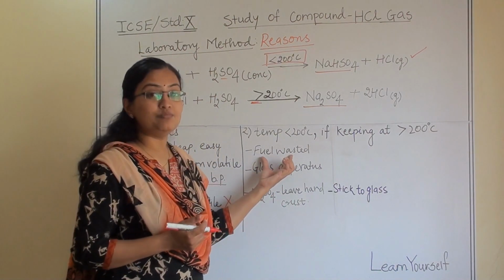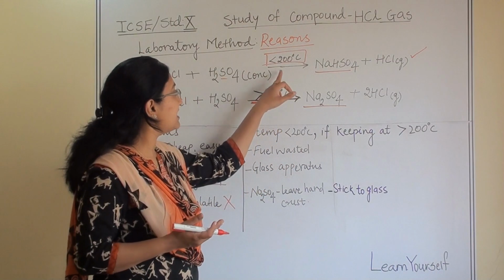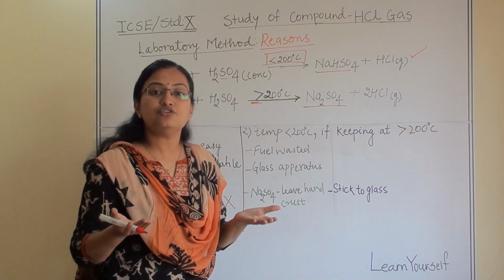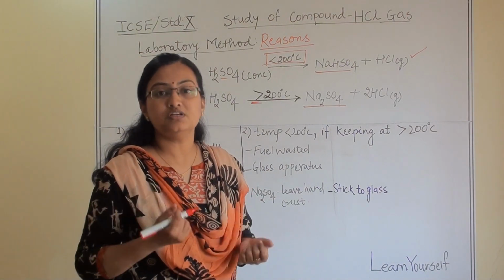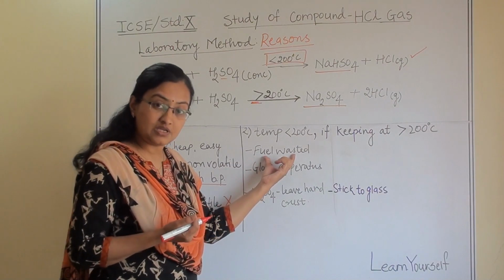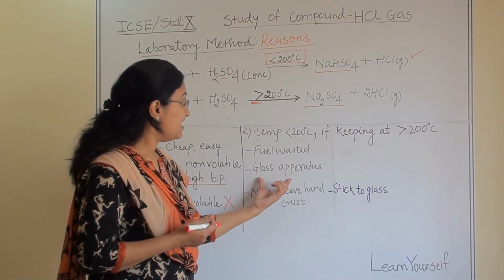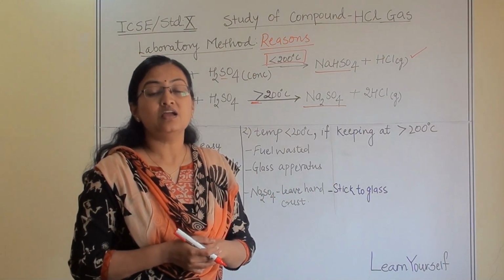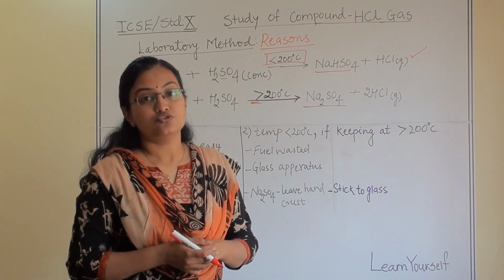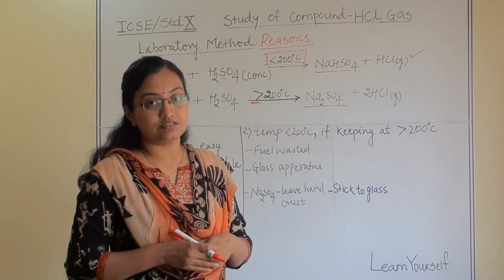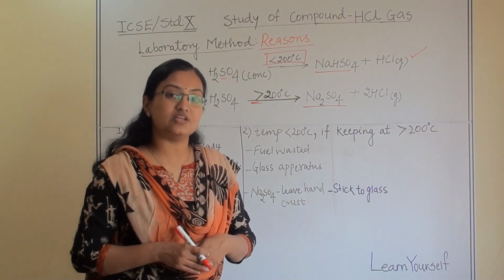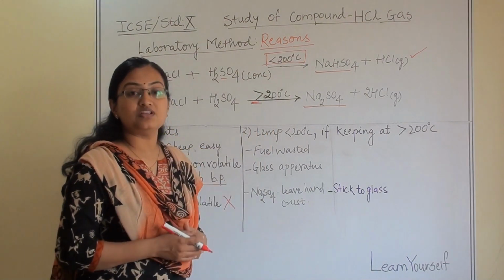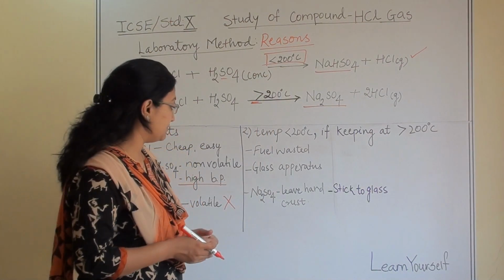First, fuel will be wasted. Obviously, if we can carry out the reaction at a temperature less than 200 degrees centigrade, then why should we do it above 200? We should save our fuel. So fuel will be wasted. That is the first point. Second, we are using glass apparatus, and beyond 200 degrees centigrade, glass may not withstand. So they may tend to crack. So that's why we are not using a high temperature. We will always go for a temperature which is less than 200 degrees centigrade.